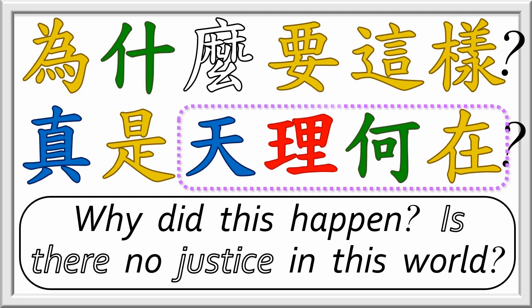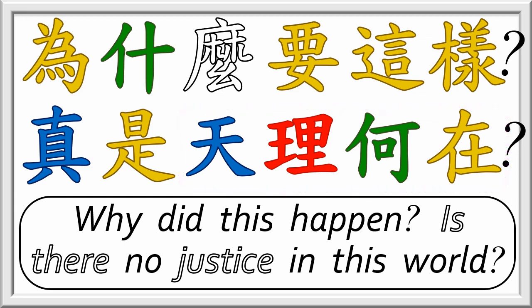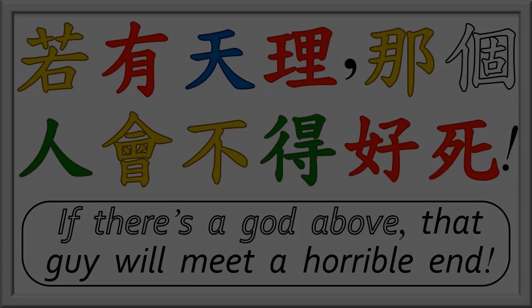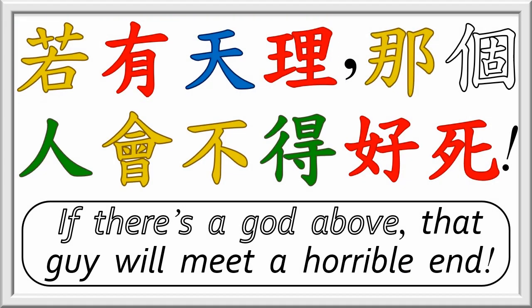为什么要这样？真是天理何在？Why did this happen? Is there no justice in this world? 若有天理，那个人会不得好死。If there's a God above, that guy will meet a horrible death. A Taiwanese friend recalls saying that as a child and receiving an instant rebuke and pinch on the cheek from her horrified mother. One isn't supposed to wish ill fortune on others, ever.